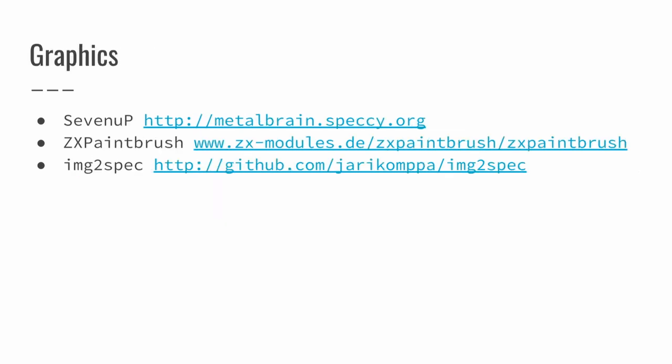Graphics. For graphics, there are some dedicated editors. Two of them that I know of are 7up and ZX Paintbrush. They understand the limitations of a Spectrum, and you can paint directly. Also, if you're ever thinking about just converting graphics, I know nobody would ever think about that, because it's cheating. But if you did want to do it, or if you wanted to quickly test out some graphics, there's a good converter called Image to Spec. I've used that a few times just for testing stuff out.